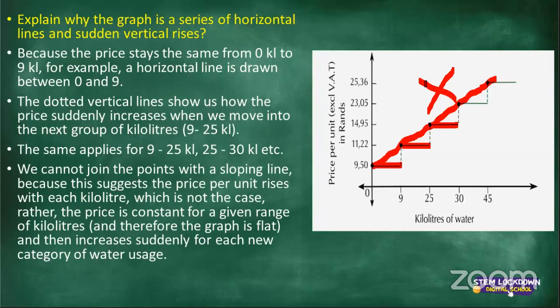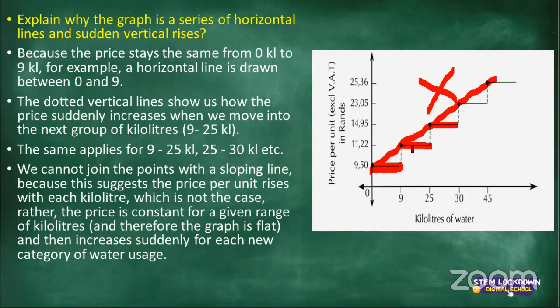We do not draw, and we cannot join these points with a sloping line because it would suggest that the price per unit rises with each kiloliter. And that's not the case. The price per unit does not rise with each kiloliter. Rather, the price is constant for a given range. So for this range, the first range, the price is constant. For the second range, the price is constant.